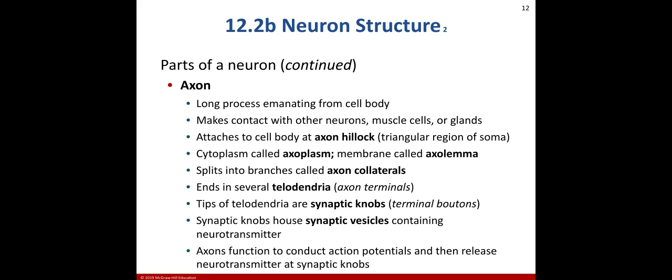The axon is going to attach at the cell body in a place called the axon hillock. It's sort of this little triangle region on the soma. The cytoplasm is called axoplasm, and the membrane is called the axolemma. Those little splits and branches that happen at the axon are called axon collaterals. And when it ends, it has axon terminals or telodendria. The very tip of those axon terminals are called the synaptic knobs or terminal boutons. The synaptic knob is where you have synaptic vesicles that have the neurotransmitters. And so, really, the main job of that axon is to act in response to those action potentials and then release the neurotransmitters at the synaptic knobs.